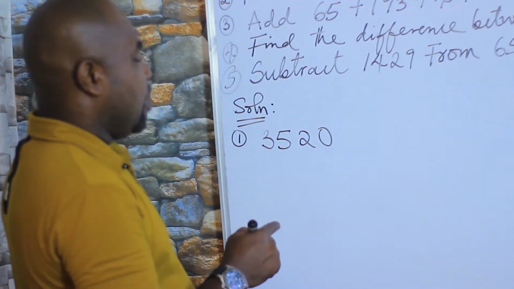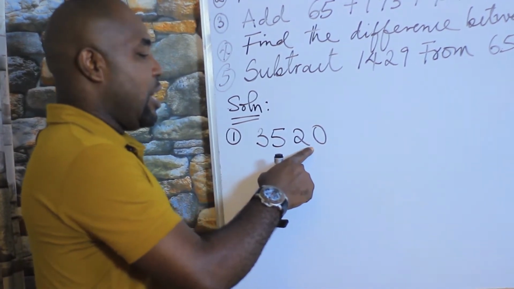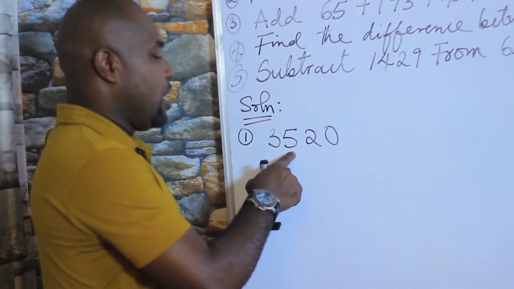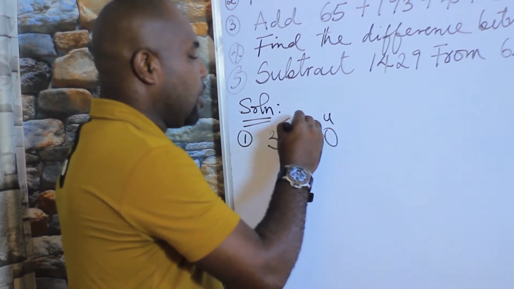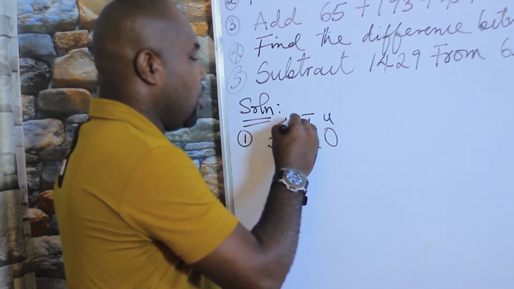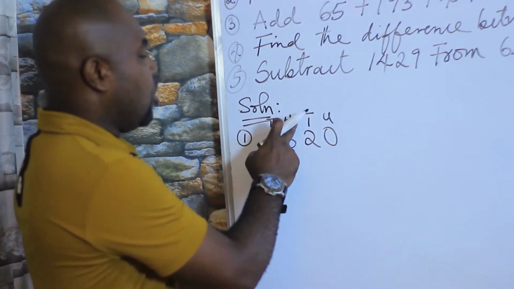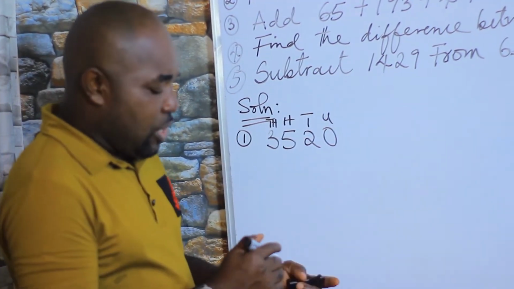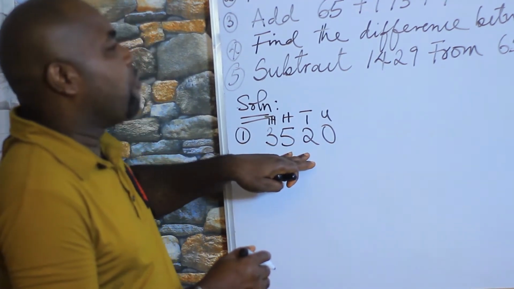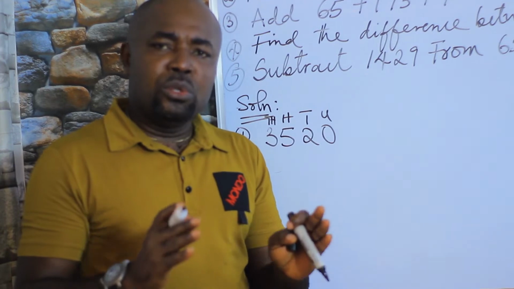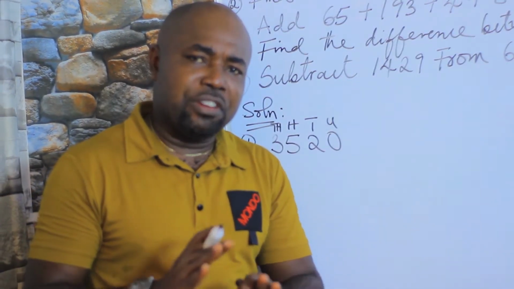We have 3520. In the place value of numbers, here is known as the unit. Here is the tens, here is 100, here is 1000. So we say this is units, this is the tens, this is 100, this is 1000. So this is the place value of numbers. You should know this place value of numbers for you to be able to solve addition and subtraction of numbers very well.